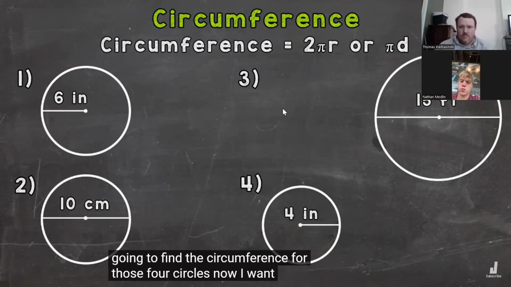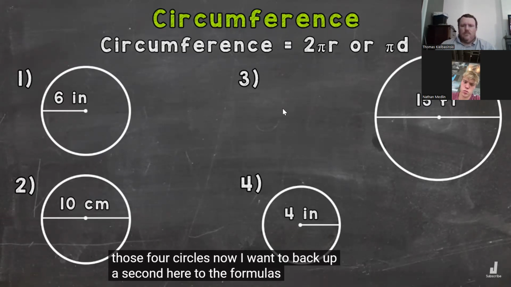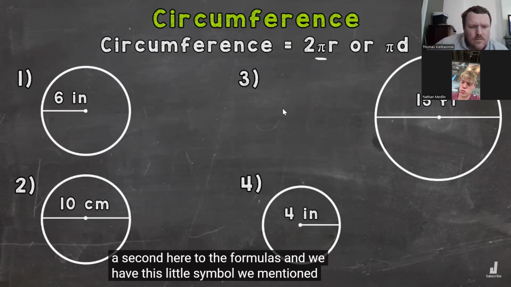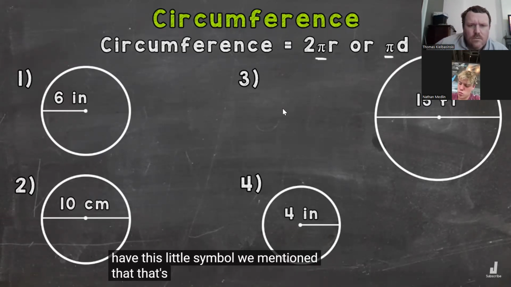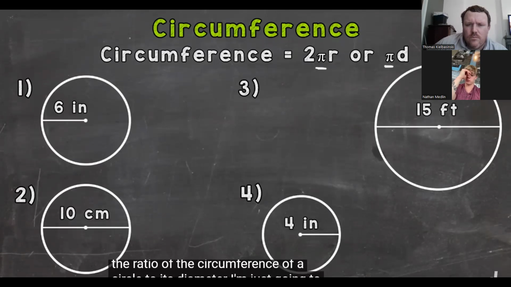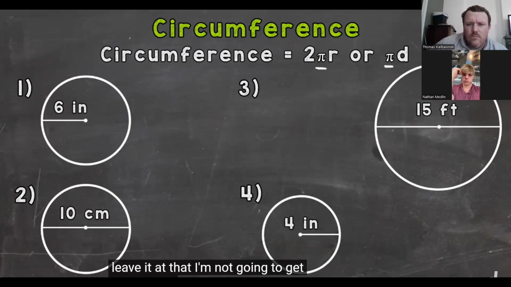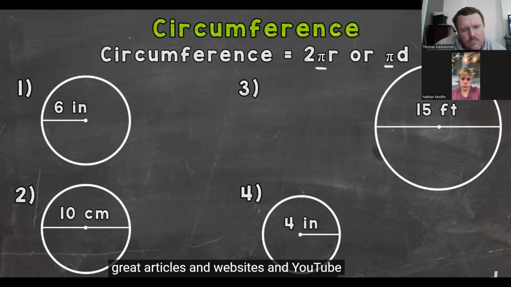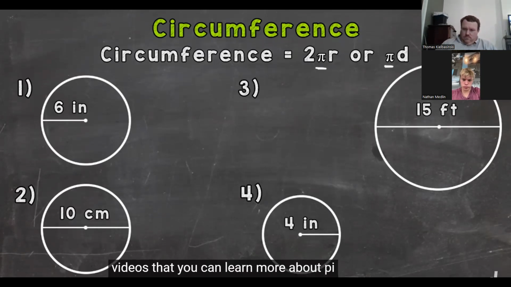Now I want to back up a second here to the formulas, and we have this little symbol we mentioned, that's the symbol for pi. Now pi is the ratio of the circumference of a circle to its diameter. I'm just going to leave it at that. There are great articles and websites and YouTube videos where you can learn more about pi, but for now we're just going to focus on calculating circumference.